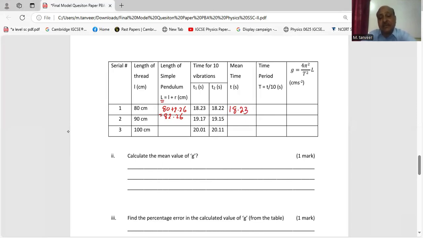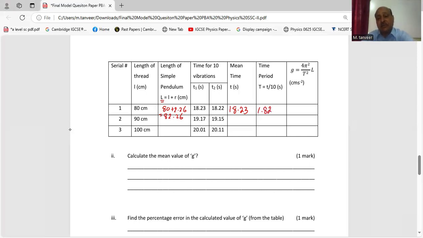Next is the time period, that means T divided by 10. You will divide this time by 10: 18.23 divided by 10. Since this is T by 10, you will get 1.822, which is 1.82.